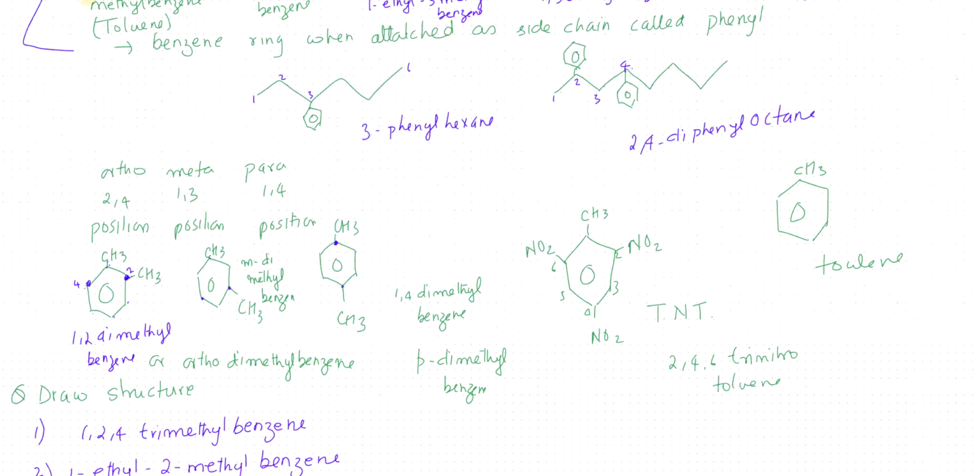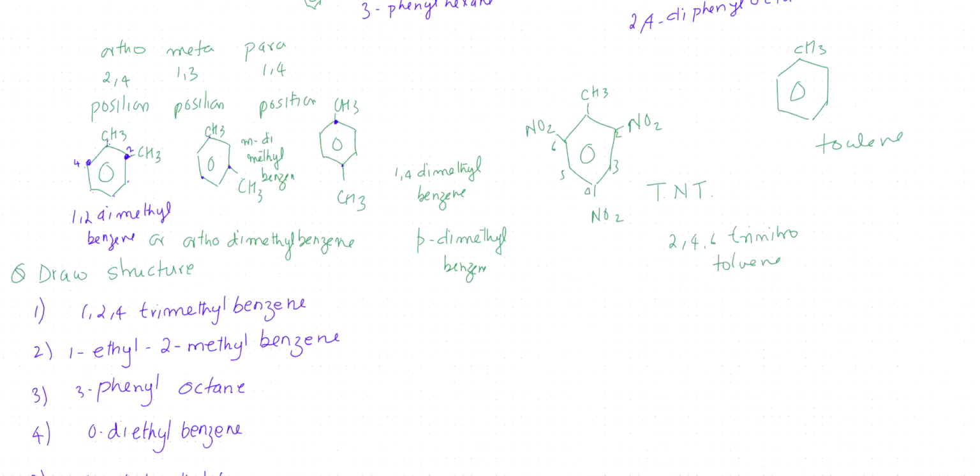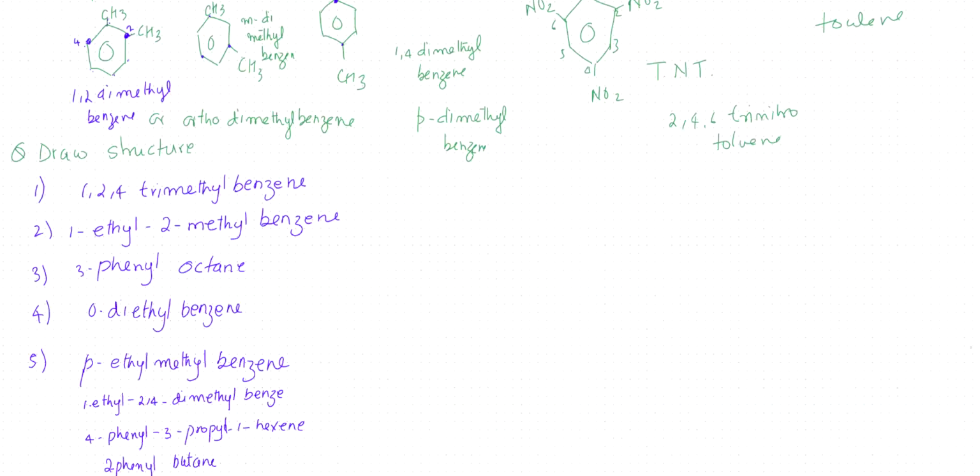Some names are given. You have to draw structures. The first one is 1,2,4-trimethylbenzene. How will you write this one? First draw benzene. Anywhere you can start, this is position 1, then 2, 3, 4. This is 4. So 1, 2, and 4. Trimethyl means there are 3 methyls. So 1 methyl here, second, and third.